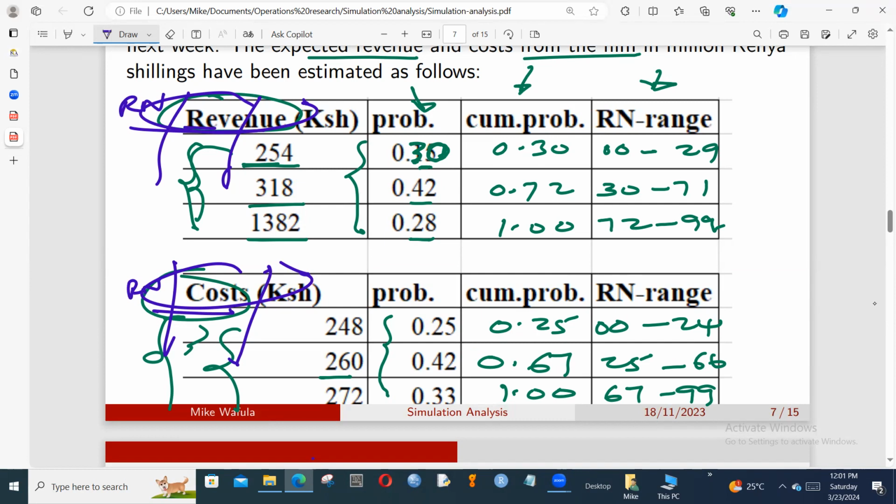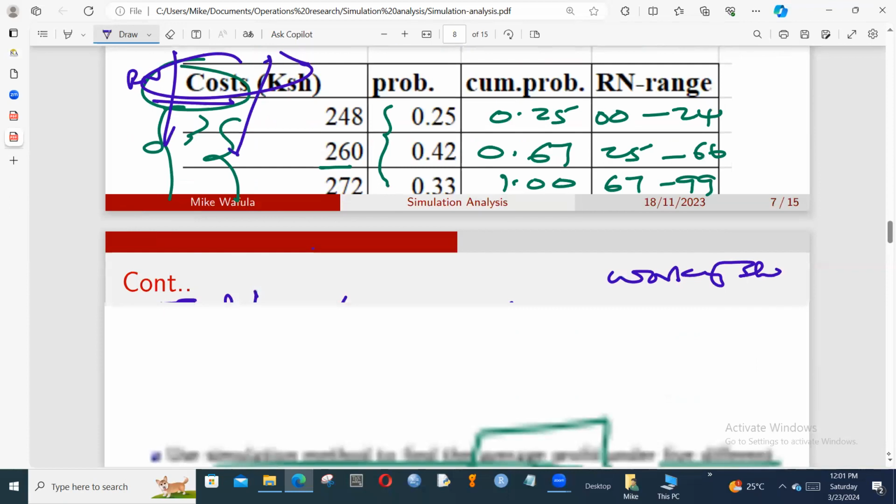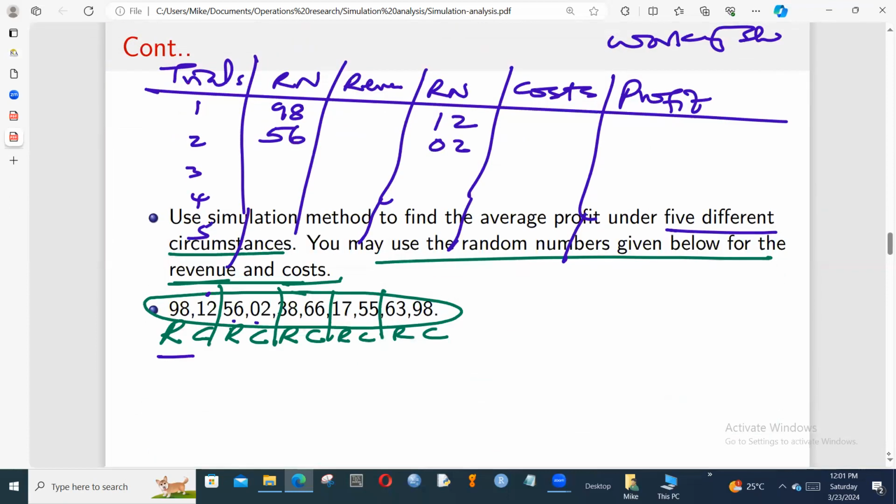And so why I've created an extra one at the end of it all is because eventually the question wants us to find the average profit. That's why I've created another column for profit. But these two random numbers are the ones given at the end of the question down here.